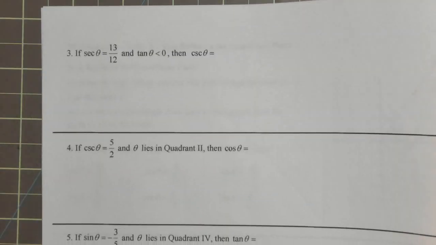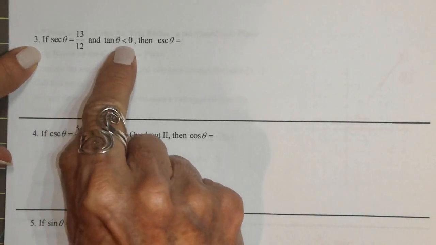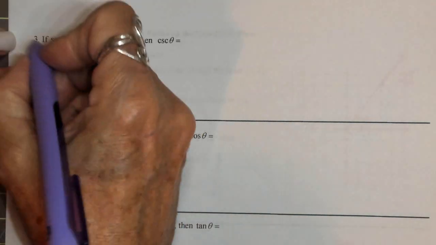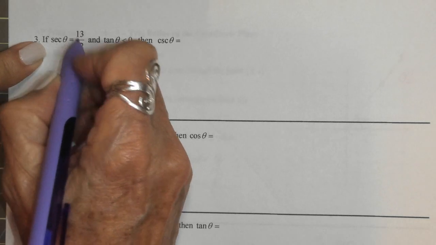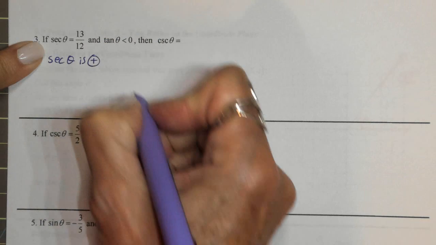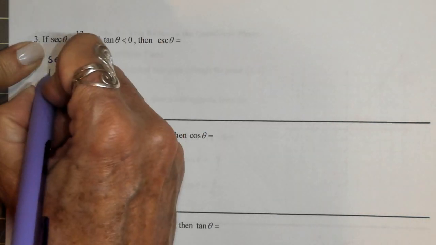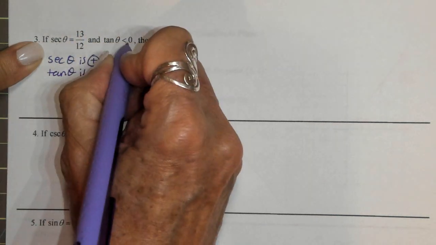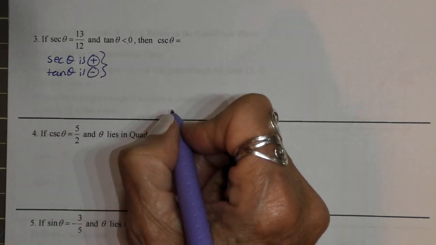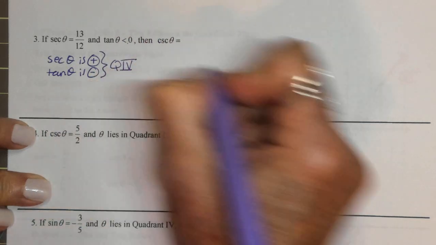If secant of theta is 13 over 12, and tangent of theta is less than 0, what is cosecant of theta? All right, well, this tells me that secant is positive, which means cosine is positive, true, and tangent is negative. So which quadrant must we be in? We must be back in quadrant 4. It's the only possible quadrant.